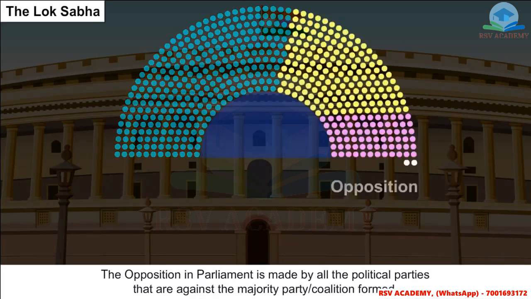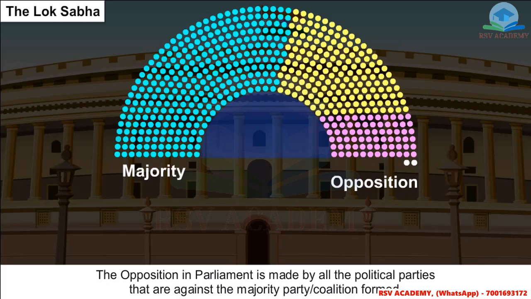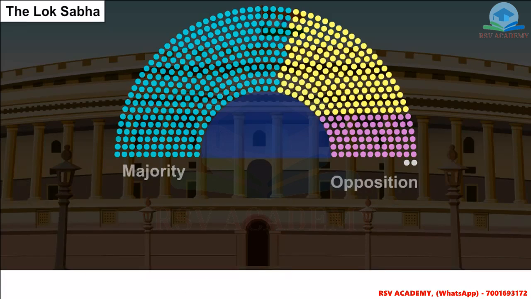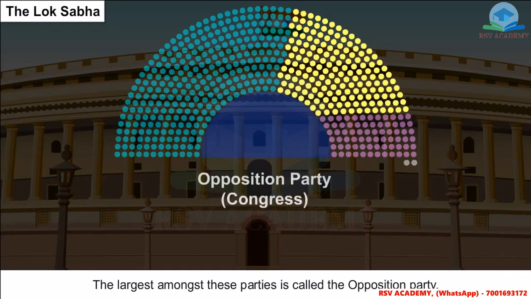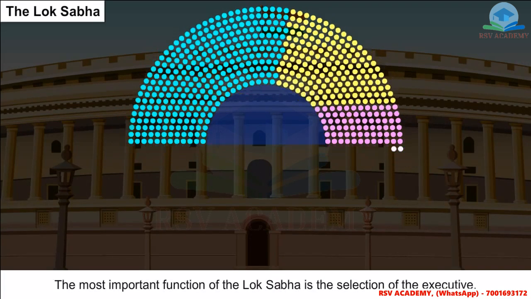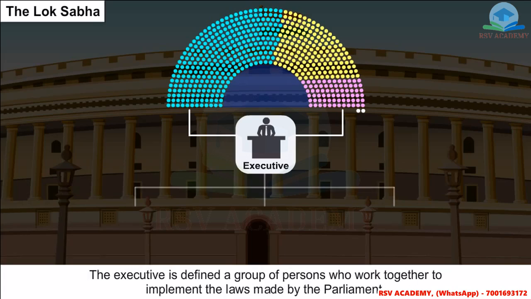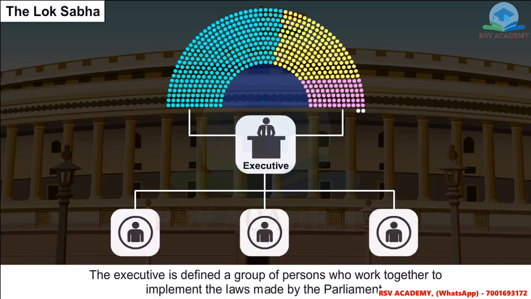The opposition in Parliament is made up of all the political parties that are against the majority party or coalition formed. The largest among these parties is called the opposition party. The most important function of the Lok Sabha is the selection of the executive. The executive is defined as a group of persons who work together to implement the laws made by the Parliament.